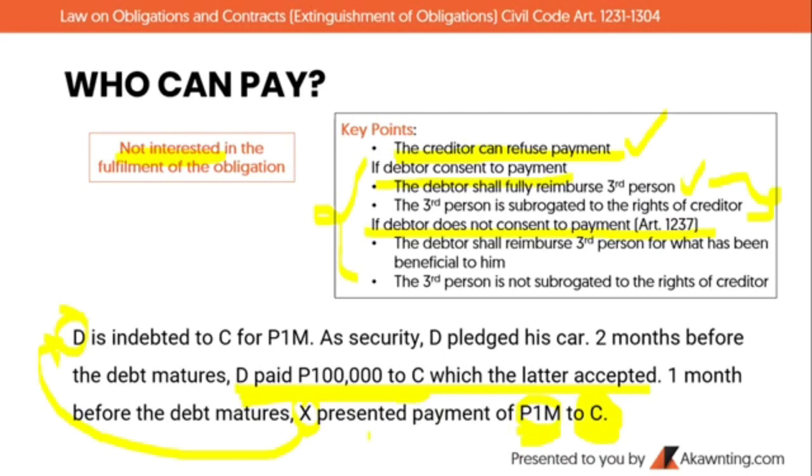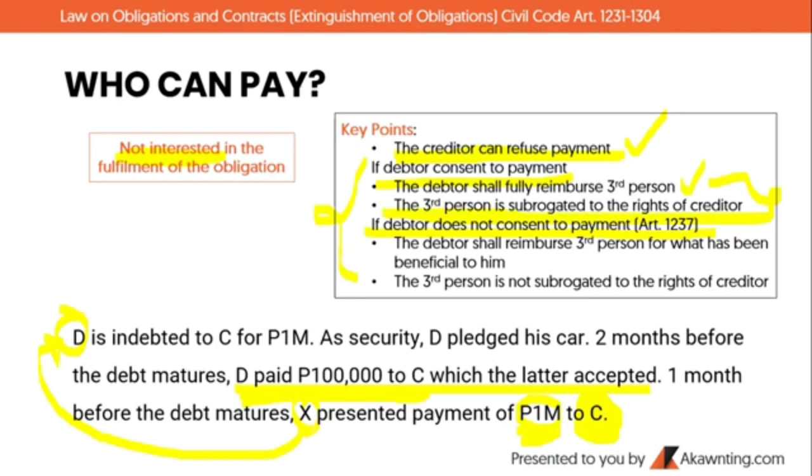Pero with regards to X and D lang, pwedeng singilin ni X yung buong 1 million, kasi nag-consent si debtor dun sa payment ni X papunta kay C. Okay? So, ayun. The third person will also be subrogated. So, ayan, the third person is subrogated to the rights of the creditor.